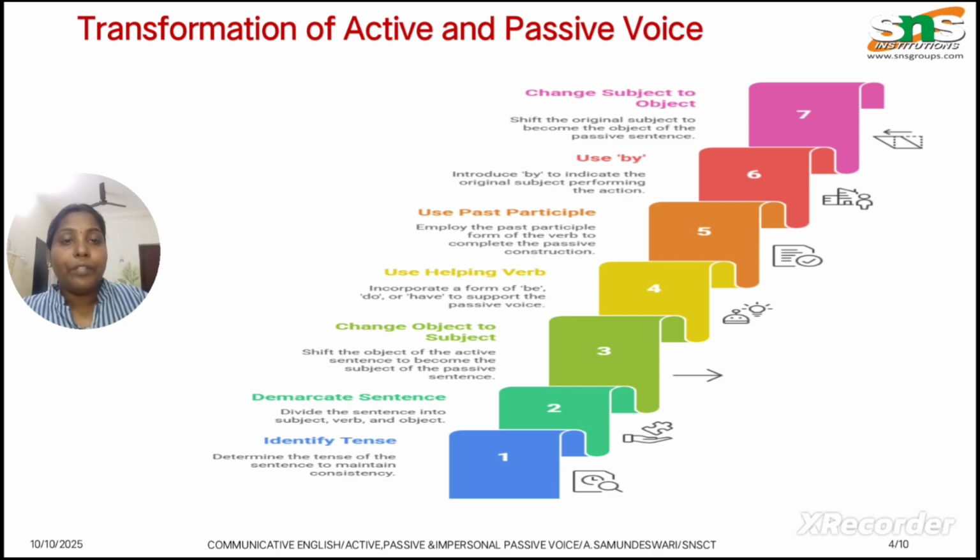Similarly, once you have changed it, based on the subject, that is, based on its availability, singular or plural, you can use the helping verb and use the past participle followed by the helping verb. Afterwards, use the conjunct preposition by. Afterwards, you can change the subject into the object place. By doing this, you can make the exact answer.